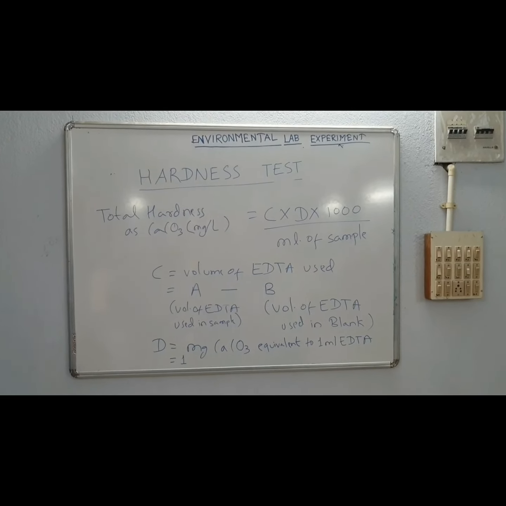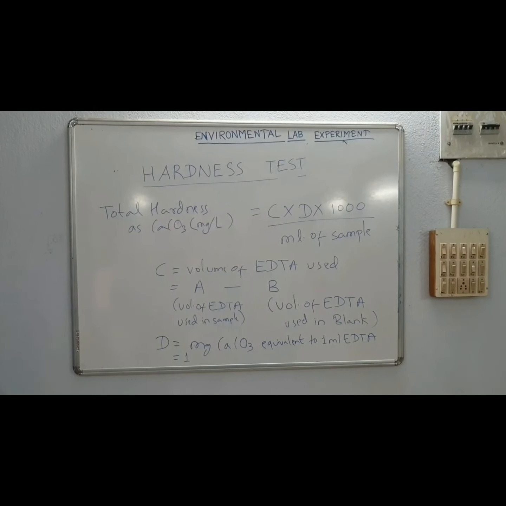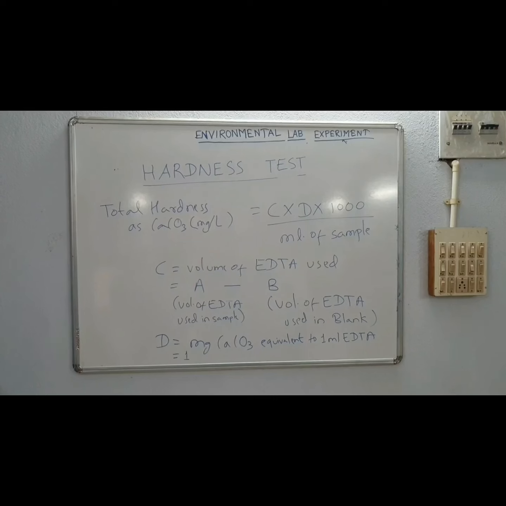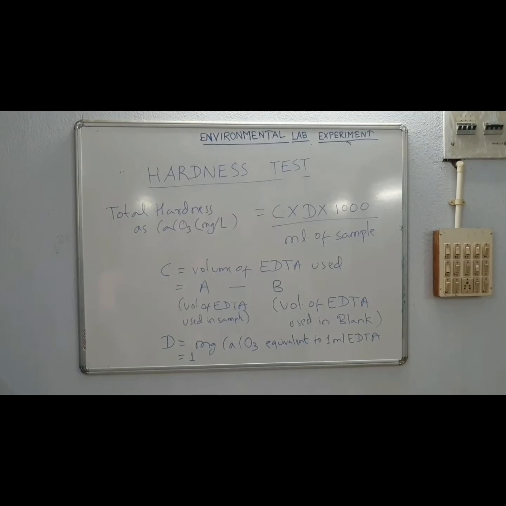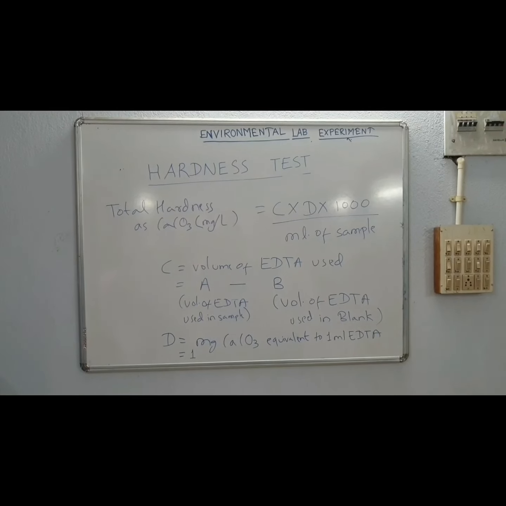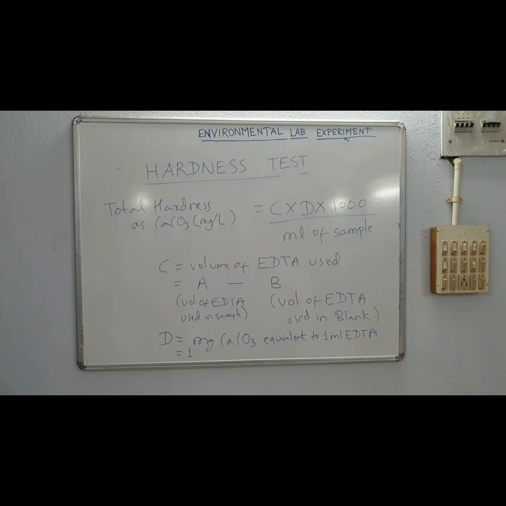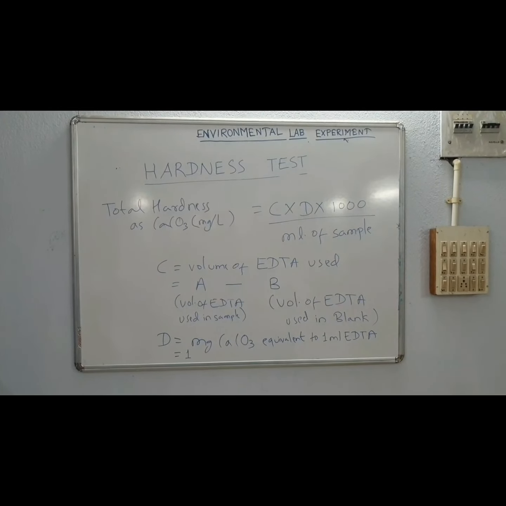Now see, this is the calculation part. We have the calculation of total hardness, which is expressed as CaCO3 in mg per liter, given by C into D into 1000 divided by milliliter of sample. What is this C? C is the volume of EDTA titrant used, which is equal to capital A minus capital B.